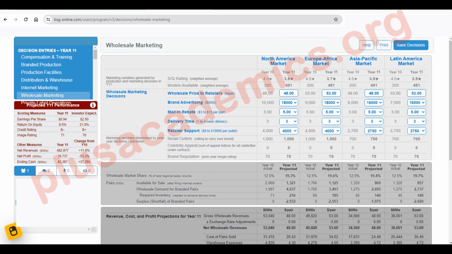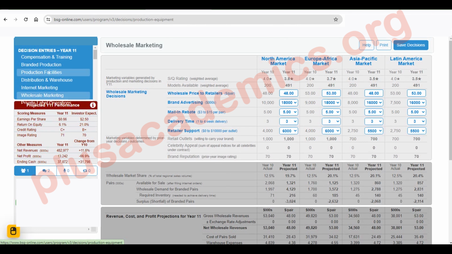Okay, still in wholesale marketing, remember retailer support is very important. And that's the reason why you can see we're increasing the budget in North America and Europe, Africa to 6,000. And then in Asia Pacific and Latin America, we are increasing to 5,500. So this is going to ensure that we get many retailer outlets supporting our brand, meaning they are going to stock our shoes, and that's going to assist us to increase demand.